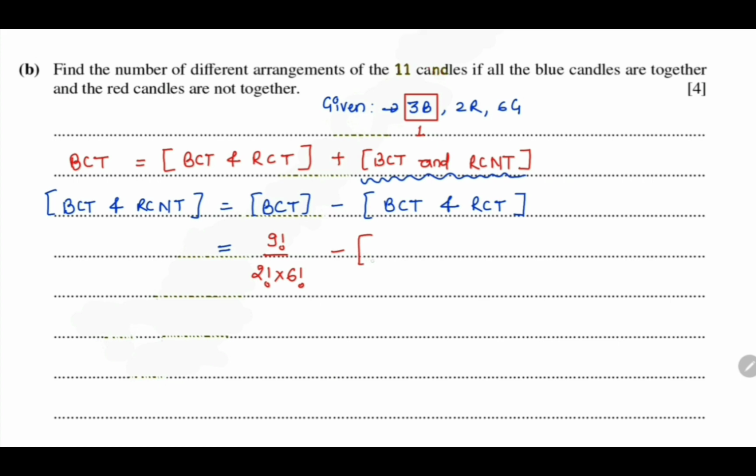Now minus blue candles together and red candles also together, so I will take red candles also as one entity or one object. So now the total number of objects is 6 plus 1 is 7, plus 1 is 8. So this becomes 8 factorial divided by 6 factorial for green candles. I have not taken 2 factorial for red and 3 factorial for blue because I have already taken them as one object respectively. So this is my final answer. This question was really interesting, so it might repeat in your exam, so be careful. Let's move to the next question.